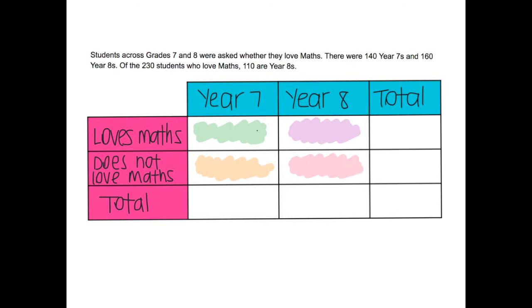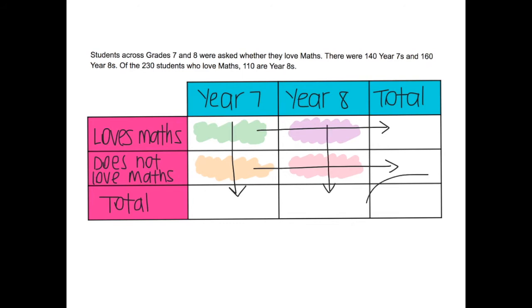The green and the purple numbers will add together to give the total number of students who love maths, and the orange and the pink numbers will add together to give the total number of students who do not love maths. And likewise, the green and the orange will add together to give the total number of Year 7 students, and the purple and the pink will add together to give the total number of Year 8 students.